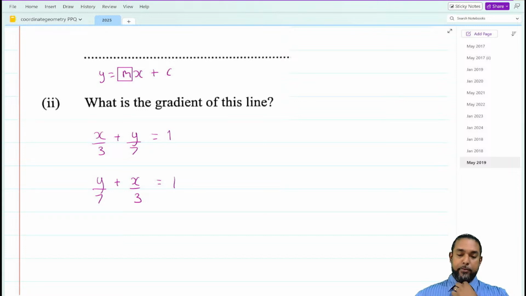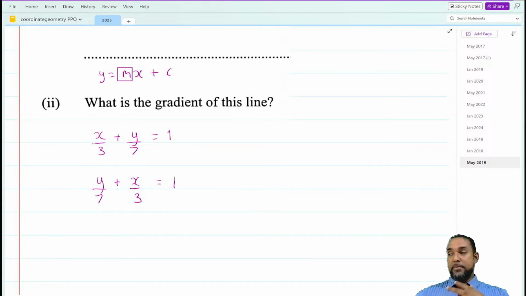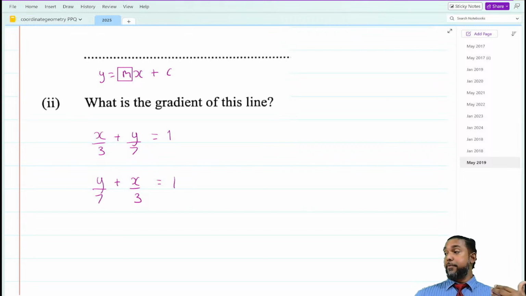Okay, so if we want to make y the subject of the formula, we need to remove everything currently attached to it, right? Now, what's currently attached to it? Well, first thing is y is being divided by 7. And then after that, we're adding this item to it. So we go in reverse, right?